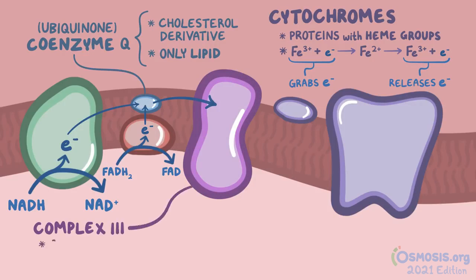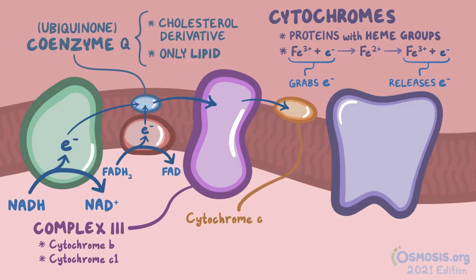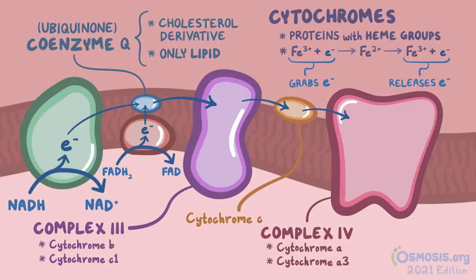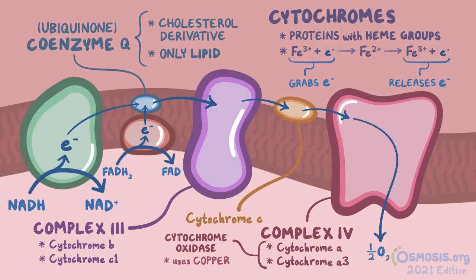Complex 3 is made up of cytochrome B and cytochrome C1, and then electrons move over to cytochrome C, and from there the electrons get passed to complex 4, which is composed of cytochromes A and A3, which are together referred to as cytochrome oxidase. Interestingly, the heme groups of complex 4 contain copper rather than iron. Cytochrome oxidase transfers the electrons to the final electron acceptor, oxygen, making the oxygen electronegative enough to grab 2 protons, which makes a molecule of water, or H2O.